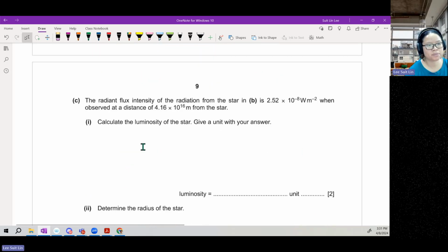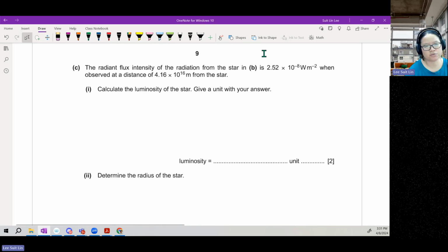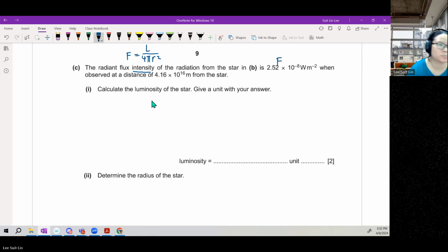Okay, part C. The radiant flux intensity of the radiation from the star is this much. Wow, suddenly whiplash to the last chapter. So radiant flux intensity is F, but it's still intensity. Intensity is power over area. So luminosity over surface area of a star, 4 pi r squared, where the observed distance is this far from the star. Calculate the luminosity, give a unit for your answer.